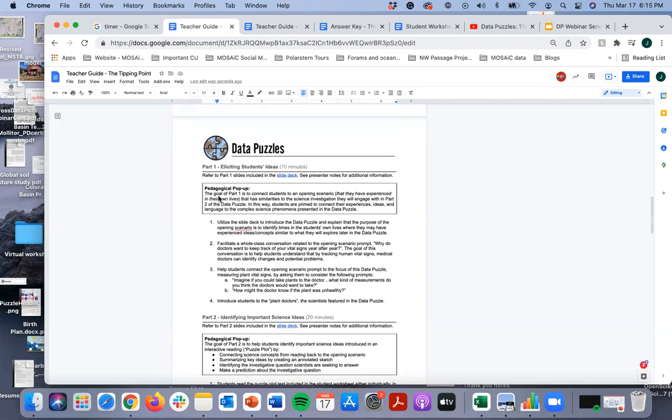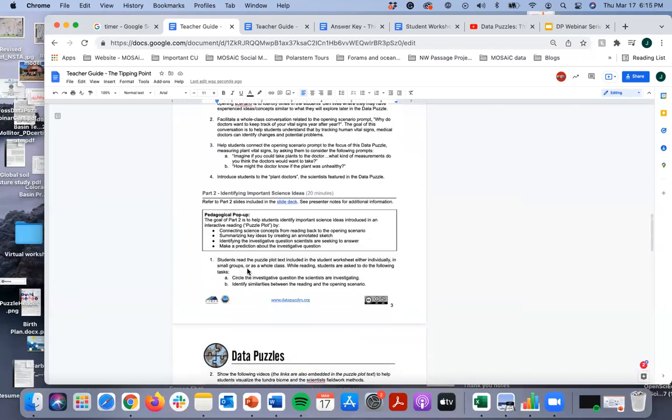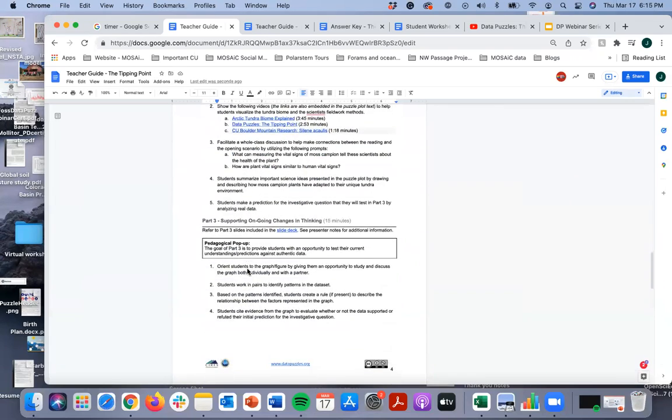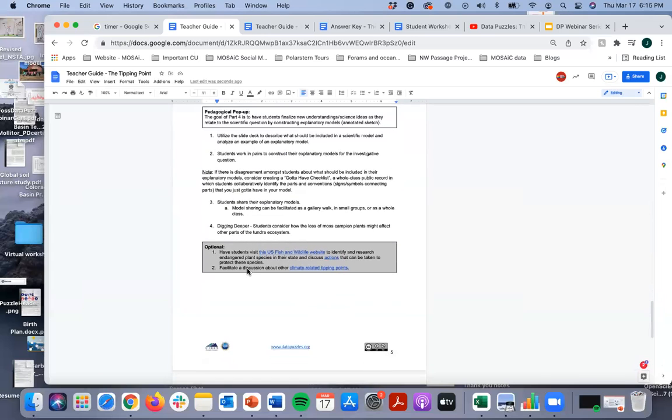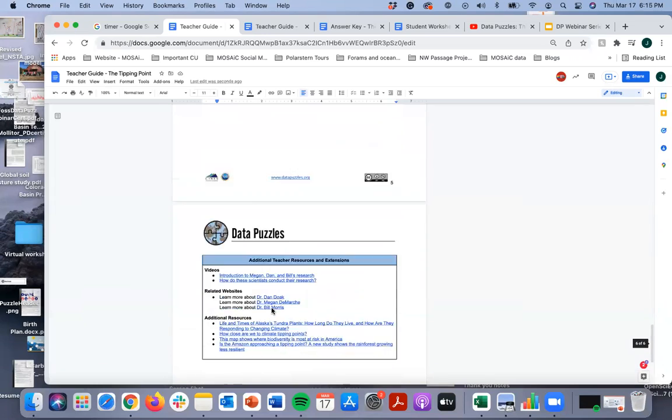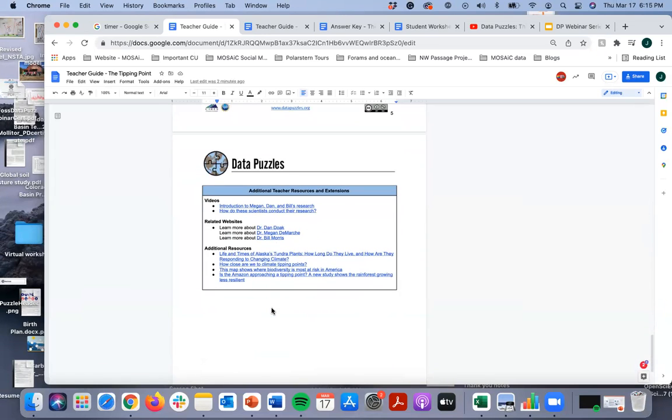detail. So this fun pedagogical pop-up box was Dr. Bratton's idea, trying to highlight to educators what the purpose of this ambitious science teaching practice is. What are you trying to do in these 4 different parts of part 1? Eliciting students' ideas. So we've got parts 1, 2, 3, 4. Anything optional is shown in a highlighted gray box. And then at the end, there are some additional resources and extensions.